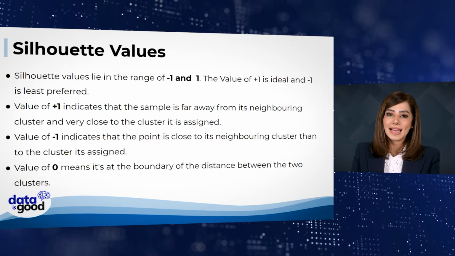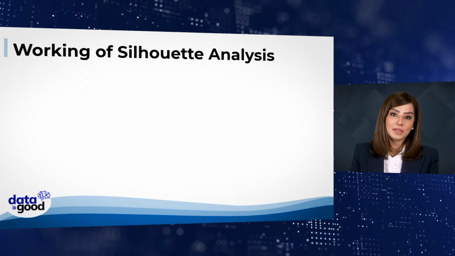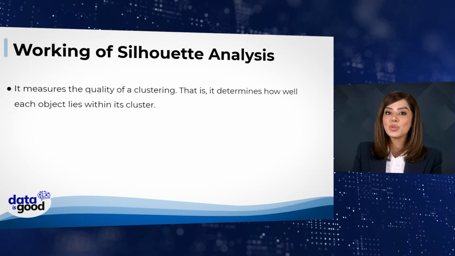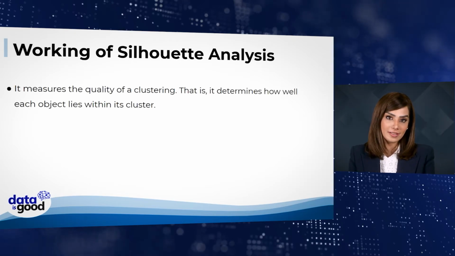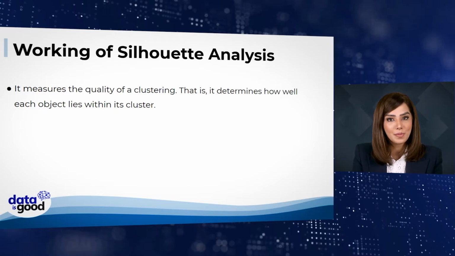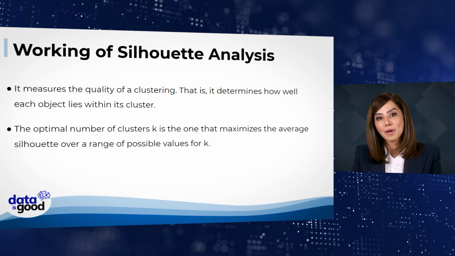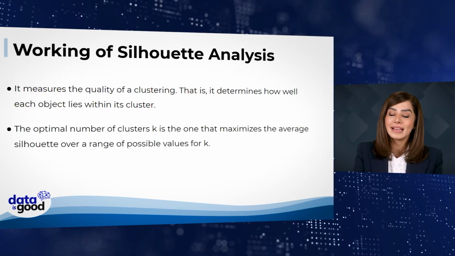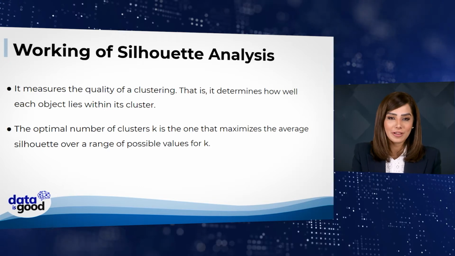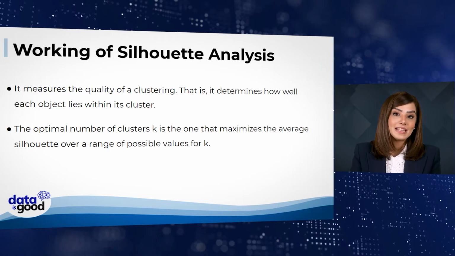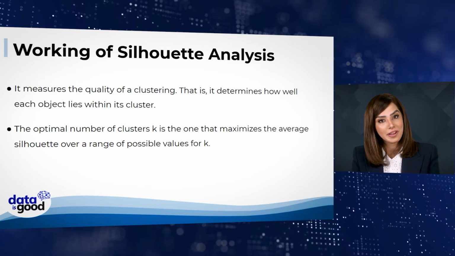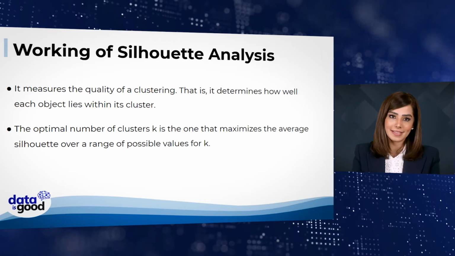Now, let's understand how this silhouette method works. The silhouette method is a way to measure how close each point in a cluster is to the points in its neighboring clusters. It's a neat way to find out the optimum value of K during k-means clustering. Briefly, it measures the quality of clustering. This means that the silhouette method determines how well each data point lies within its cluster.